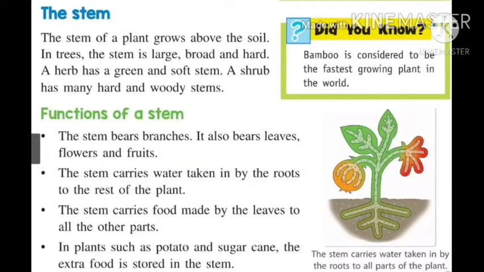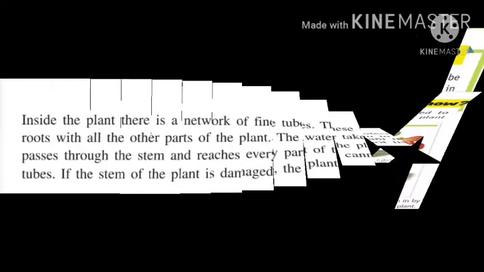It carries the water and minerals to the leaves. Then the leaves prepare the food. Then again the stem carries the food to each and every part of the plant. Some of the plants store their extra amount of food in stem, like potato, sugarcane, onion, etc.